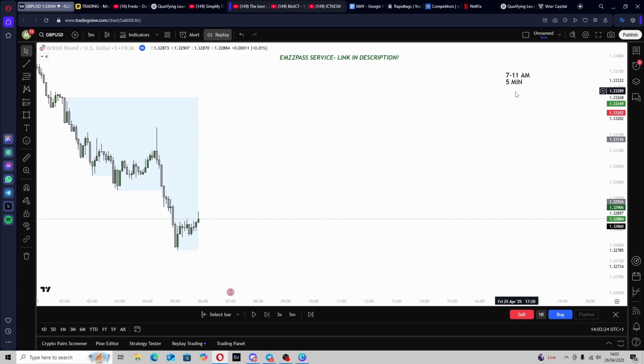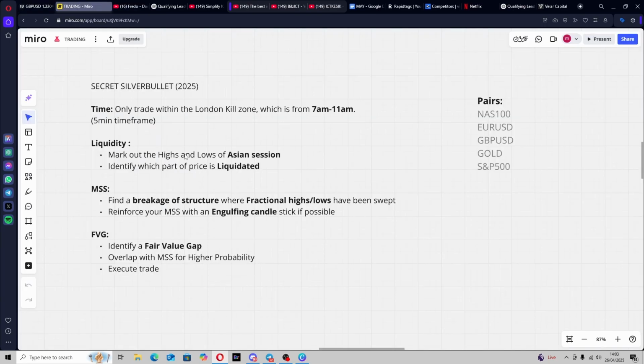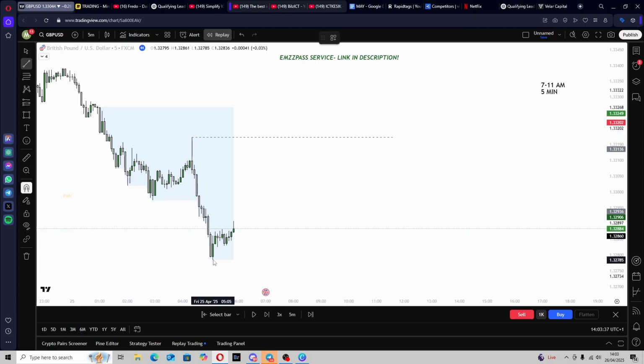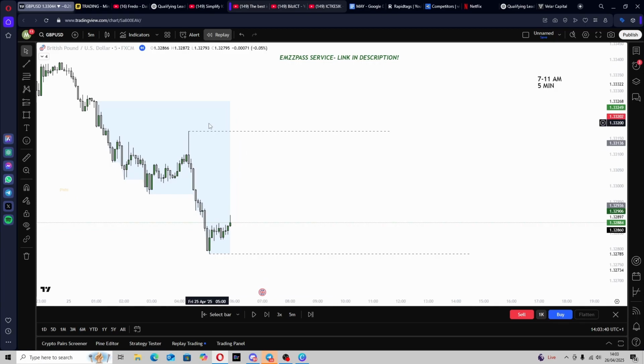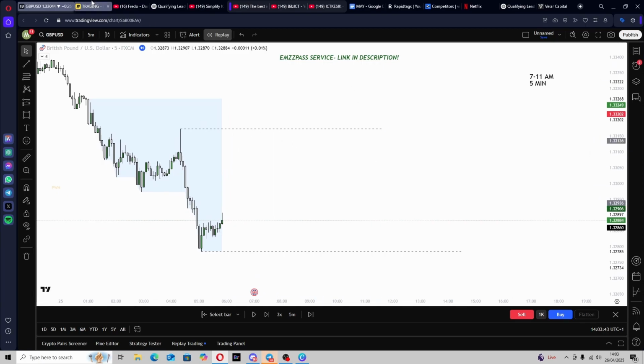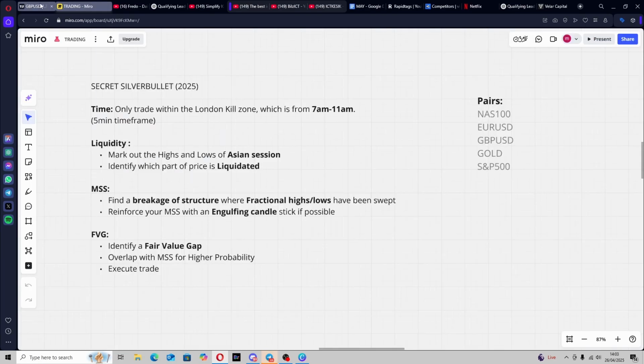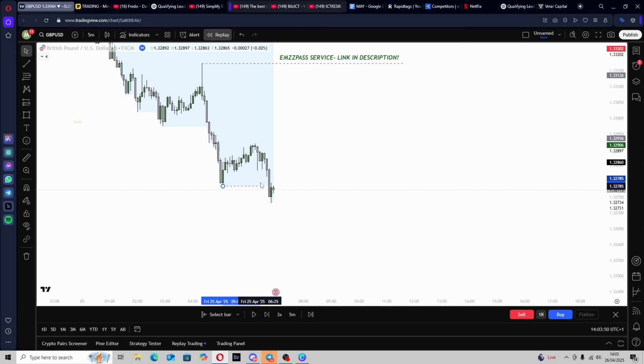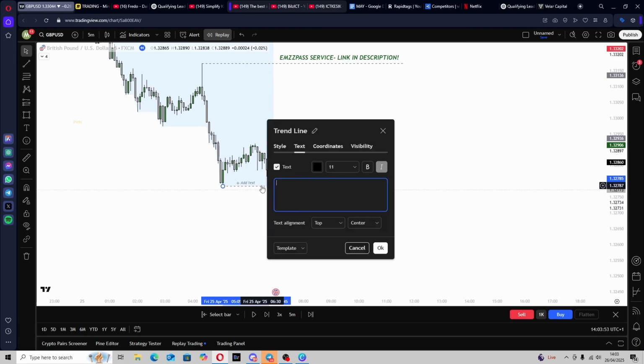So what you need to do after that is you need to mark out the highs and the lows of Asian session, and then you identify which part of price gets liquidated first. So let me just mark out the highest point of Asian session. I can see that this is the highest recent point right here, and I'm going to be marking out the highest low point, right? So this is the highest low and the highest high, right? As soon as you mark out the highest high and the highest low, you need to identify which part of price gets liquidated first. So I'm going to play price forward to see if it takes out the highs or the lows first, and you can see it taking out the lows first. So we're going to mark this out as our liquidity sweep, right?